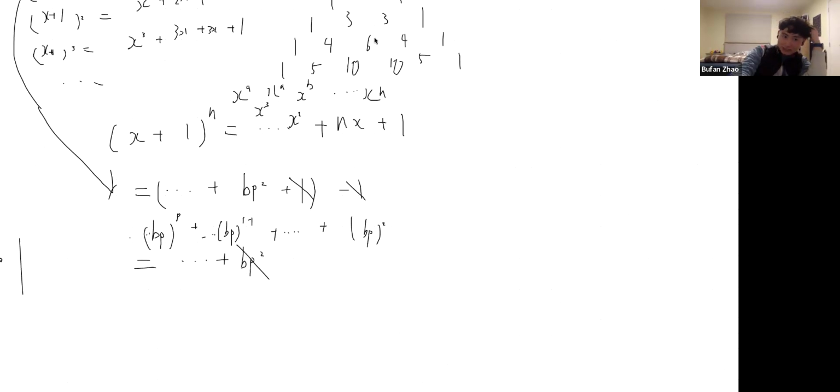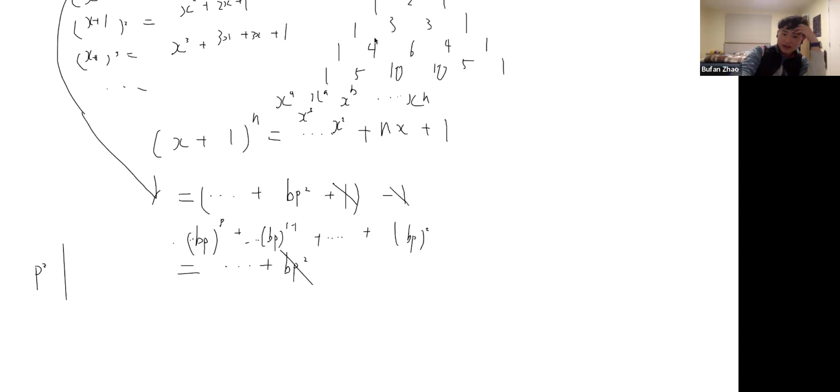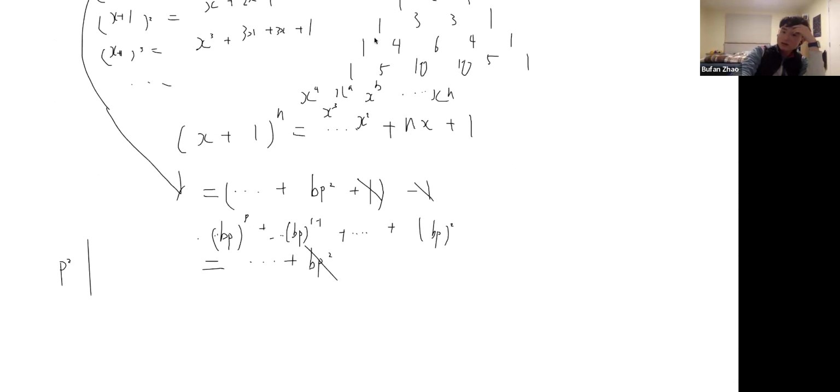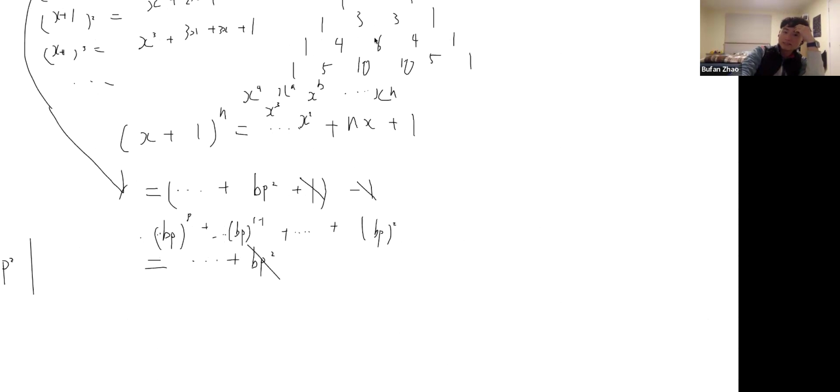But it's quite clear that p squared is going to divide all of them, right? The smallest of them is already a square, already contains a p squared. Some of them contain p cubed, some of them contain p to the power t. So p squared would obviously divide everything in the dot dot dot. And so we're done.